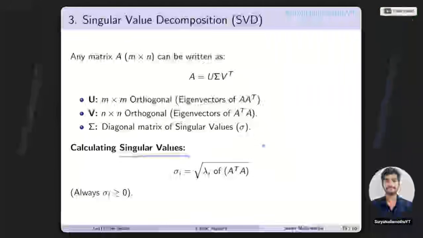For example, in the question, given a matrix A, we need to find A transpose A. It means an orthogonal matrix. So if the eigenvalues of A transpose A are lambda, then the square root of the eigenvalues is nothing but the singular values. You need to remember this point. It was asked in the 2025 question paper.